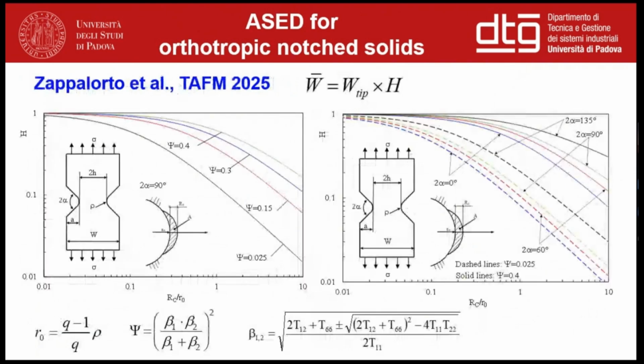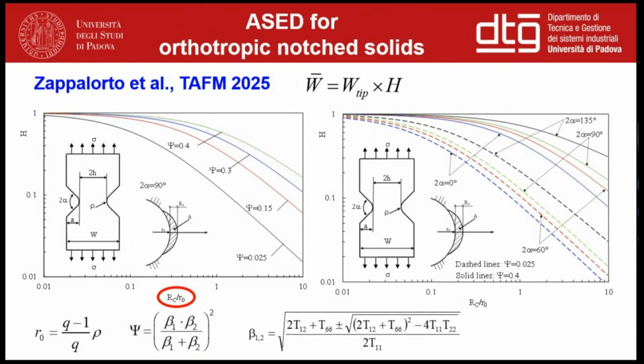Here are some plots of the solution in order to focus the attention and understand properly which are the main parameters affecting this quantity when evaluated within the control volume. As you can see, the averaging factor, so the normalized strain energy density, depends on this ratio RC over R0. RC is the radius of the control volume, which is thought as a material-dependent parameter. Differently, R0 is a geometrical parameter which depends on the notch opening angle. And you can see here, there is also a significant effect, as expected, of the elastic properties of the material.